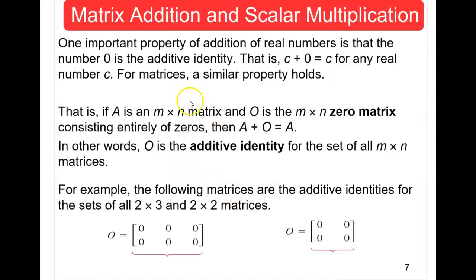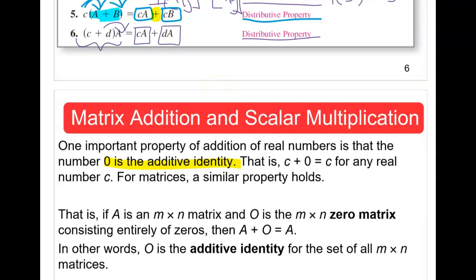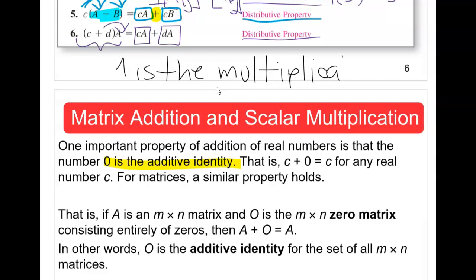So the next concept is for the property of addition of real numbers: the number 0 is the additive identity. So 0 is the additive identity, and here I did tell you that 1 is the multiplicative identity. Please write this down, because we're going to need this concept when we get to section 8.1.